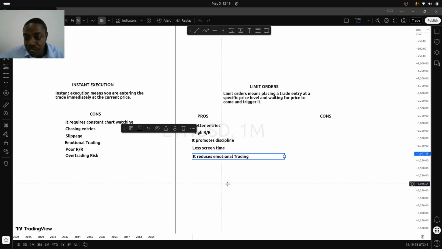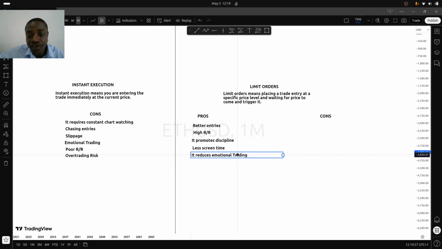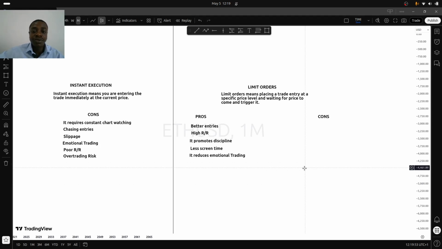It reduces emotional trading. Since you already have your plan mapped out, you already know where your take profit is, you know where your stop loss is and everything. So there's really nothing to bother yourself about at the end of the day. Let's say price comes and triggers your entry. There's nothing really bothering you anymore, because it's either stop loss or take profit. So all you have to do is wait and allow the market to do its thing. Those are some of the pros.